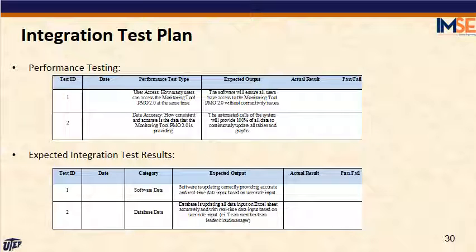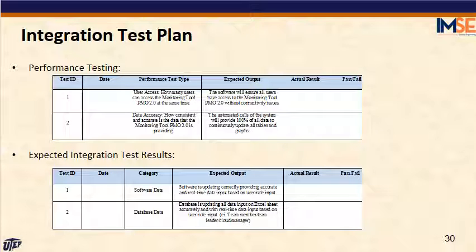Performance testing. For the monitoring tool PMO 2.0, we felt that it was integral to ensure performance testing was conducted on our system. Therefore, an environment was created that will test the system reliability of the monitoring tool PMO. It is crucial that two factors be determined for this test. The two factors are: number one, how many users can access the monitoring tool at the same time, and number two, how consistent and accurate is the data that the monitoring tool PMO is going to be providing.